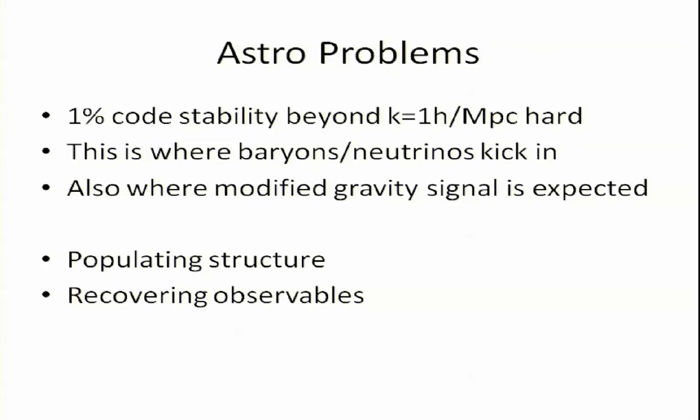So, where are the problems? As I've shown you, 1% code stability at bigger k than 1 is hard. Okay? You can do it, possibly, but it's hard. Getting to k equals 50, total dream. Okay? Even N-body only. And that's because that's where the neutrinos kick in, that's where the baryons kick in. We have no idea how that works. Lots of open models there, right? And that's also where the modified gravity signal comes from. Okay? And then after that, we've got to populate this structure and recover the observables. And these are really wide open areas to work on.